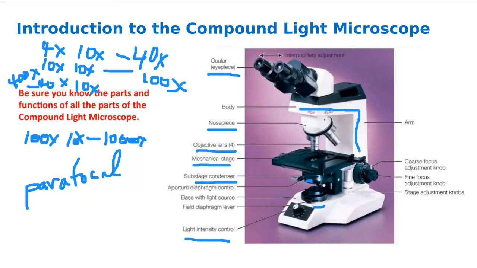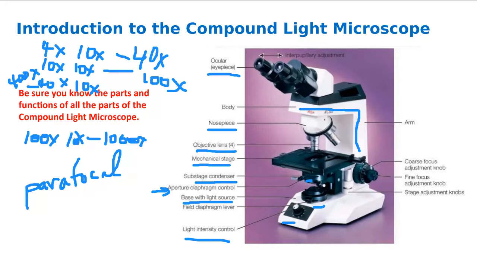And then you have a light intensity knob right here. There is a little lever, and that little lever is called a diaphragm. A lot of people might call it the iris diaphragm. It's just a diaphragm, okay? And the diaphragm, along with the condenser, will allow you to regulate the amount of light that's coming into the microscope. And so the rule is the higher the magnification, the more light you're going to need. Okay, so you're going to need a lot more light when you use the oil immersion than if you were using, say, the scanning lens.